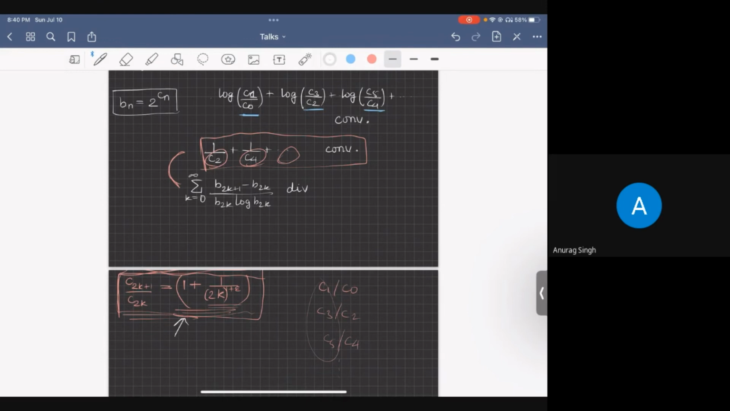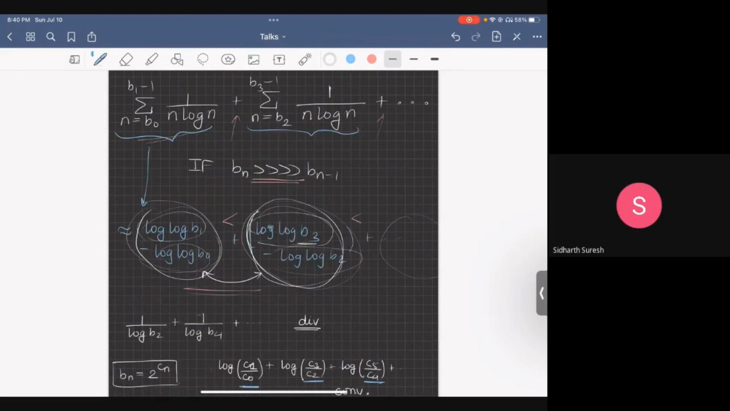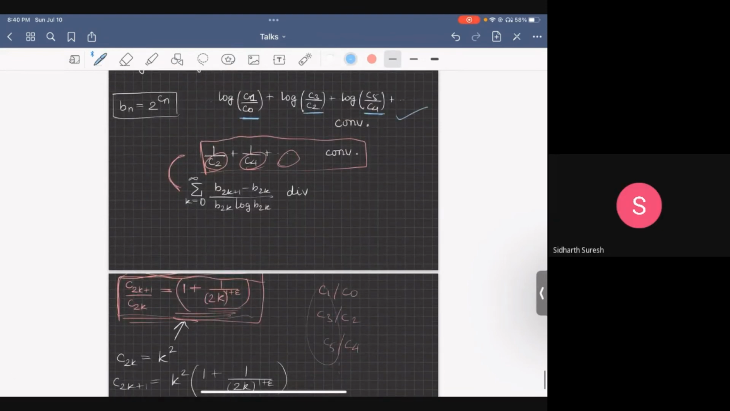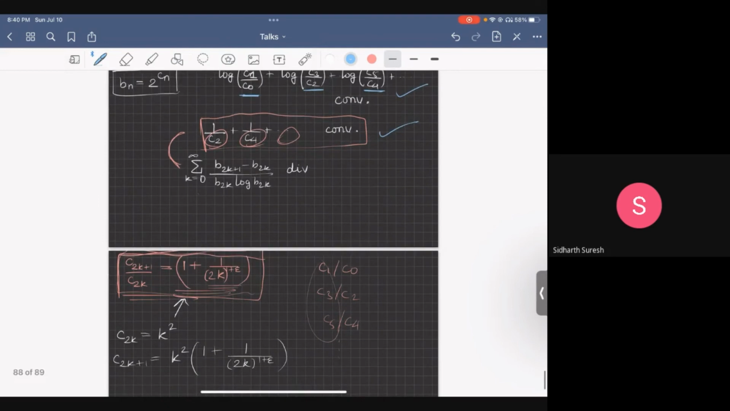So I can define C2k to be k squared and C2k plus 1 to be k squared times 1 plus 1 over 2k to the 1 plus epsilon. This is fine. So this is satisfied and this is satisfied. You need to think about this.